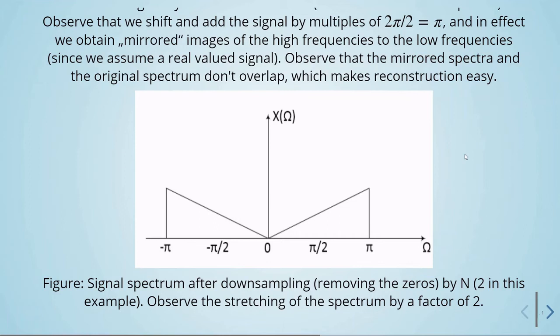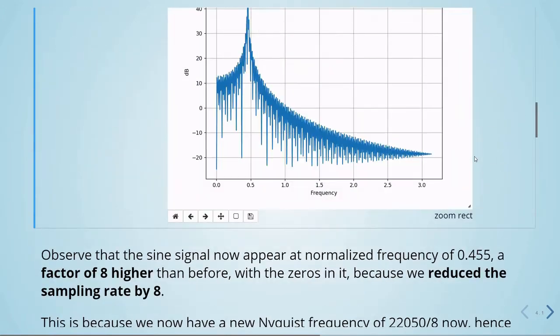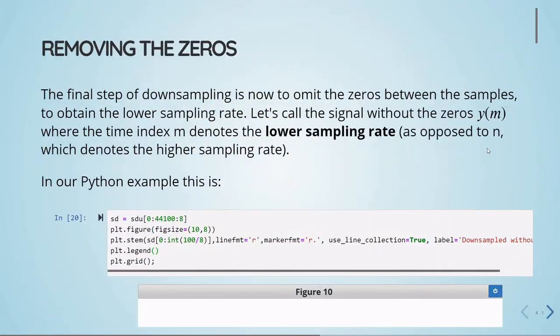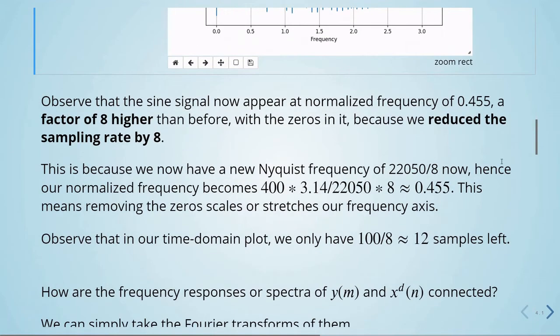So this is the signal spectrum after downsampling, removing the zeros by N. In this example, N is equal to 2, and you can observe the stretching of the spectrum by a factor of 2. So in conclusion, we've seen here that downsampling and removing the zeros scales or stretches our frequency axis.